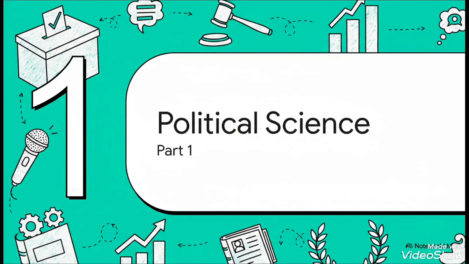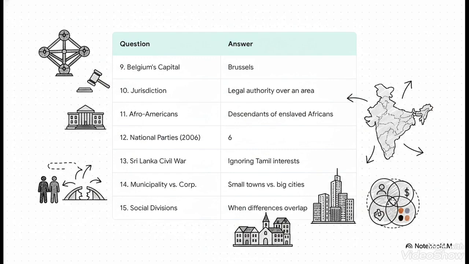First up, political science. Okay, let's fly through these quick 1- and 2-mark questions. First, the capital of Belgium. That's Brussels. Jurisdiction simply means the legal power over a specific area. Afro-Americans are defined as the descendants of Africans who were enslaved in America. Here's a quick fact for you. In 2006, India had 6 recognized national parties.